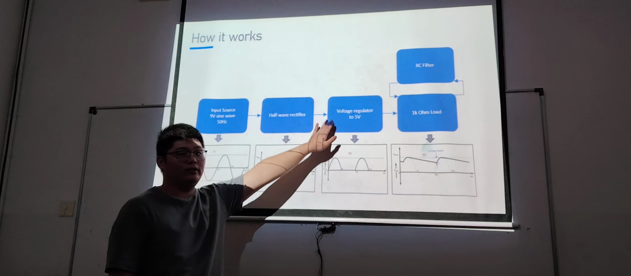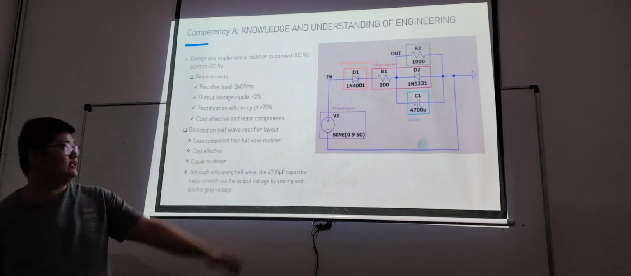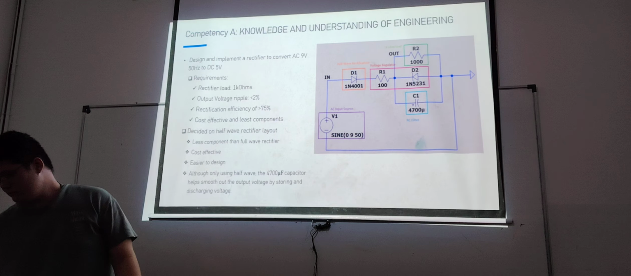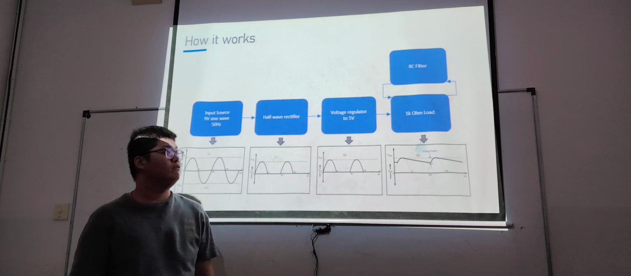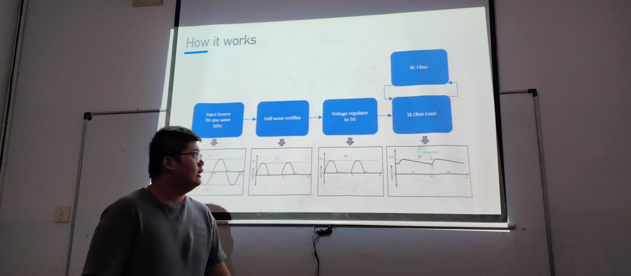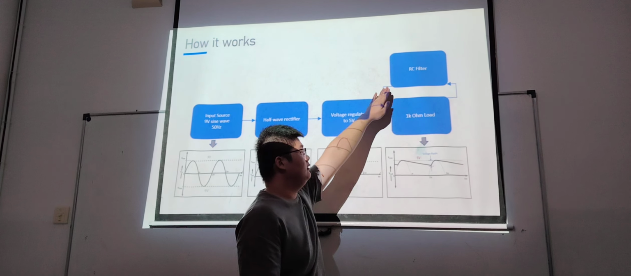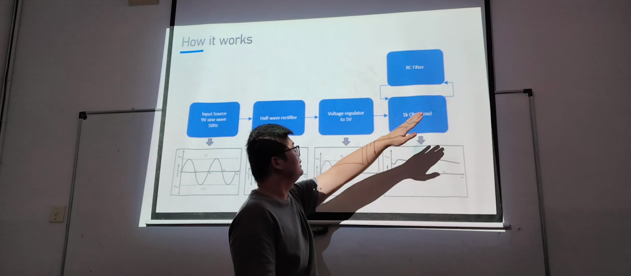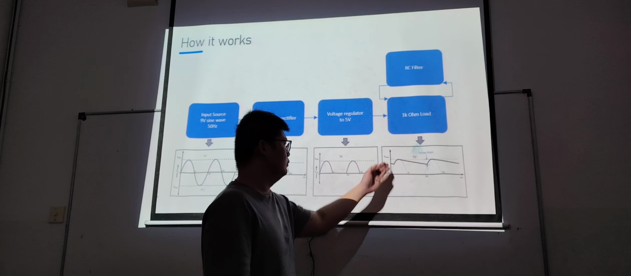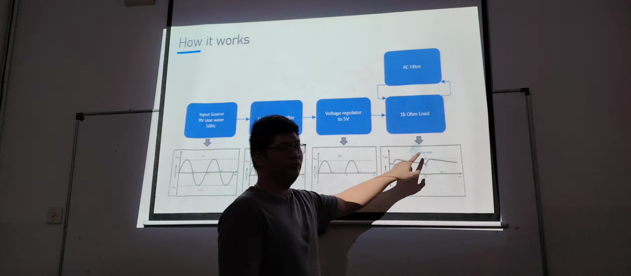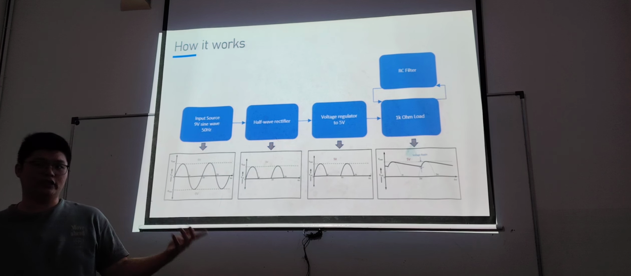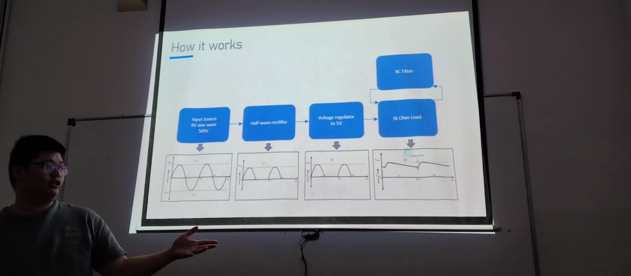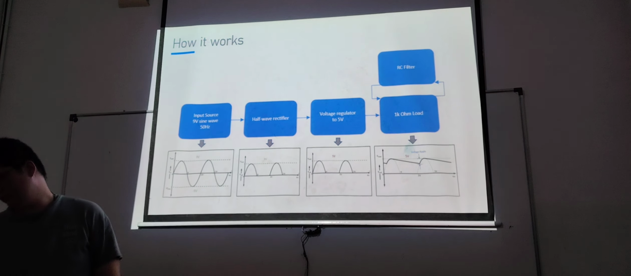Next, it will go through a voltage regulator. For this one, I use a Zener diode, which helps to regulate the maximum voltage at only 5 volts, which is the requirement. Other than that, I also use a capacitor in parallel with the load to reduce the voltage ripple right here. The capacitor can store the charge and then discharge it, thus smoothing out the voltage output.